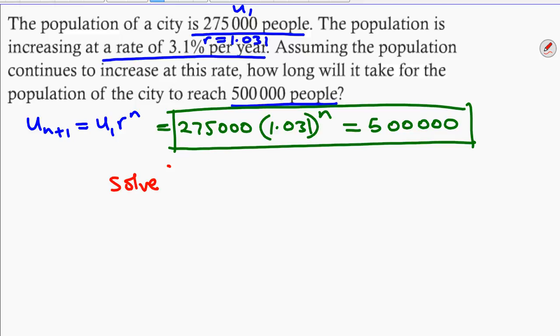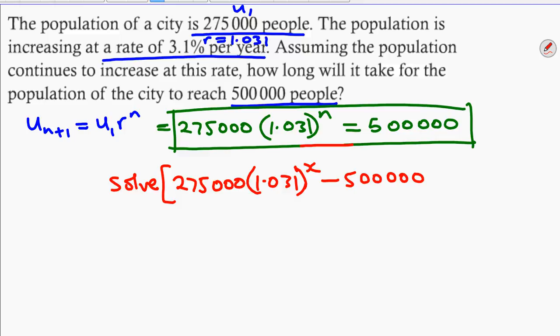I'll show you how to do this, but I just want to rearrange this to show you how we'll plug that in the calculator. So that will be 275,000, 1.031 to power n. In the calculator, we'll plug in x, not n. So to power x. And then we'll bring whatever is on the right hand side to the left. So 500,000, and then that's how we'll plug in the calculator. It doesn't make sense here, but that's how the calculator is programmed. So we just need to plug in the way it is.